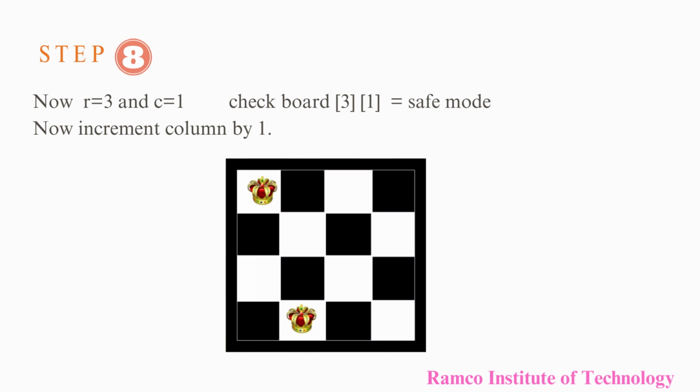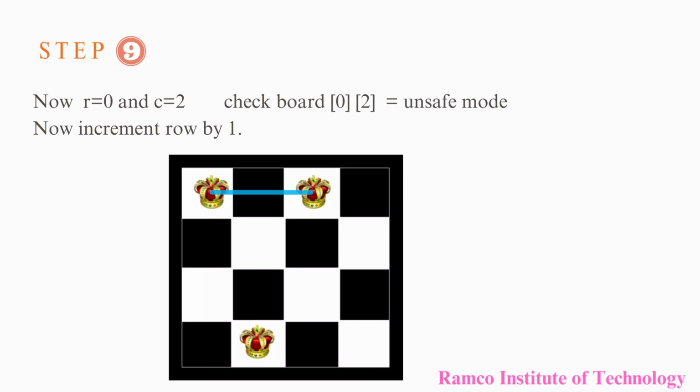Next in step 8, row value equals 3 and column value equals 1. So check both 3 and 1 position. It is safe mode because it satisfied all the 4 constraints. So we will increment the column value by 1. It's shown in the figure.